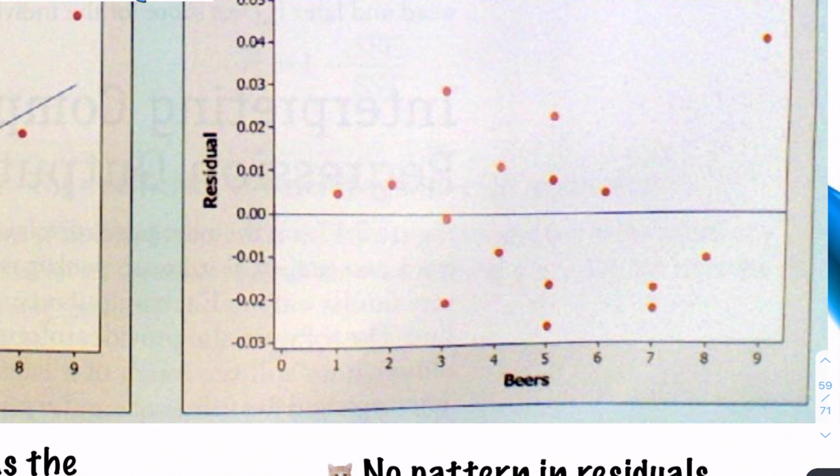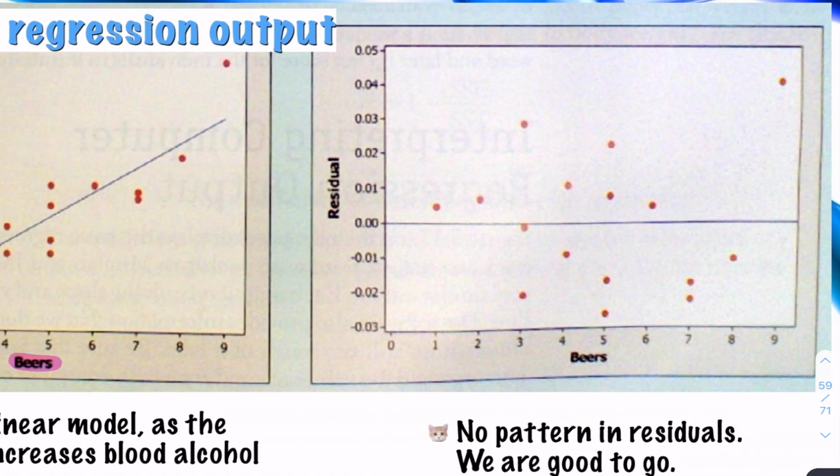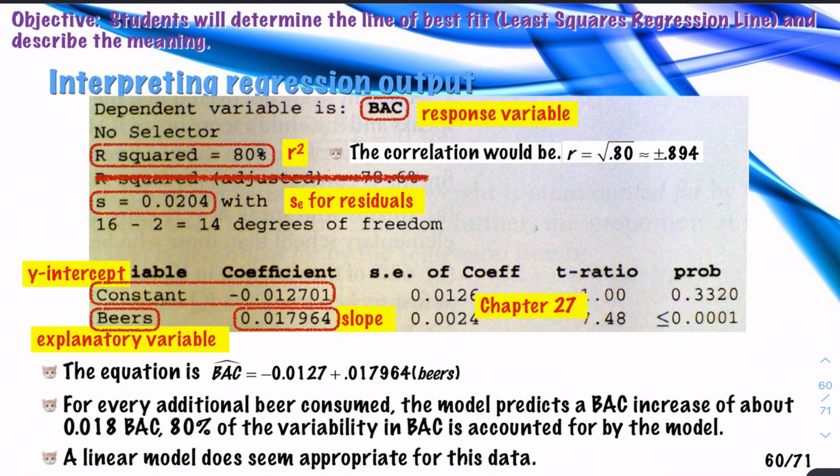Now, we also look at the residual plot for beers, and we see that there's no pattern in the residuals. We don't want to see anything, so we are good to go if we don't. Also note, in our scatter plot, the majority of data values fall between -3 and +3. So if we're pulling all this out, and this is just a reference for you guys, as you saw, BAC was our response variable. We have our R squared, we have our S sub E, we have our y-intercept, our explanatory variable, our slope, and then everything else saved for chapter 27.